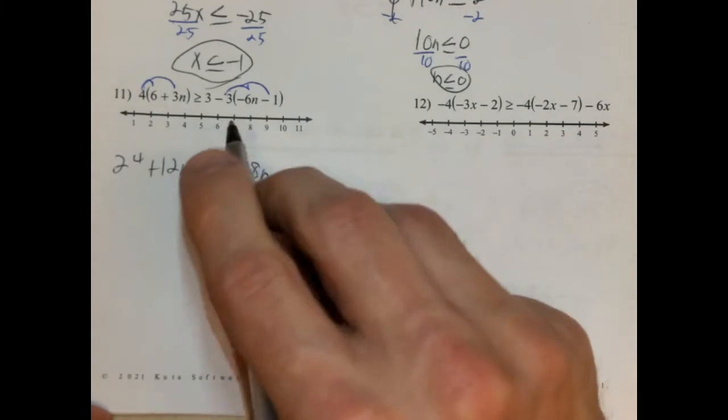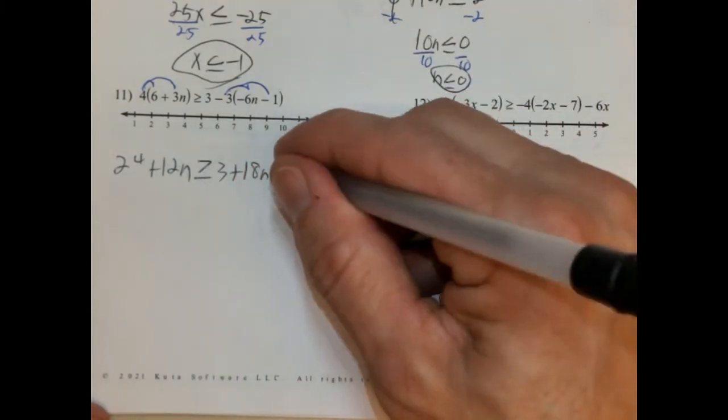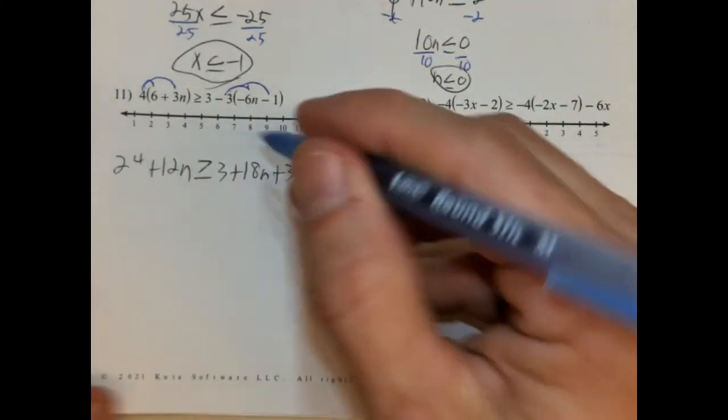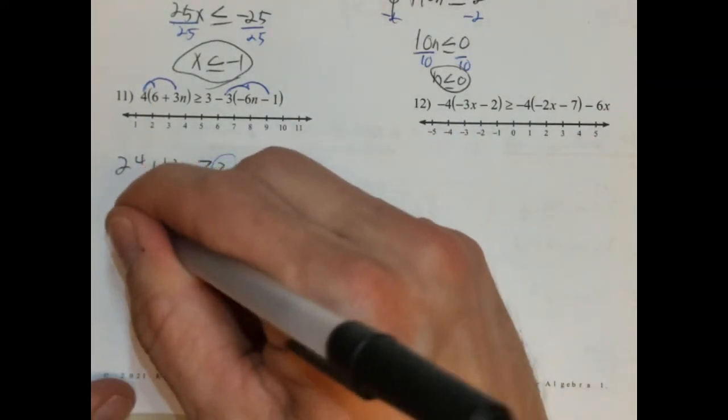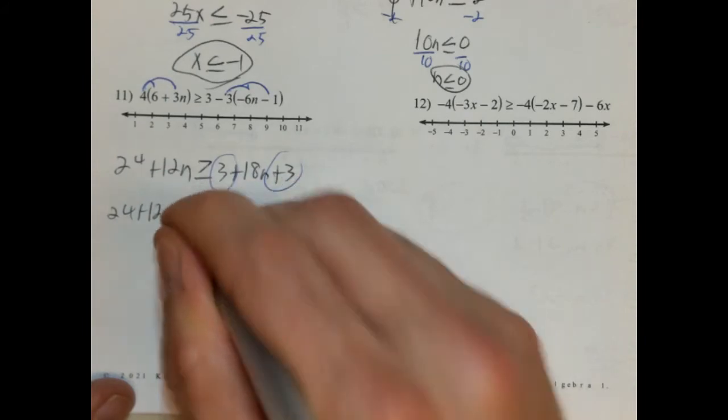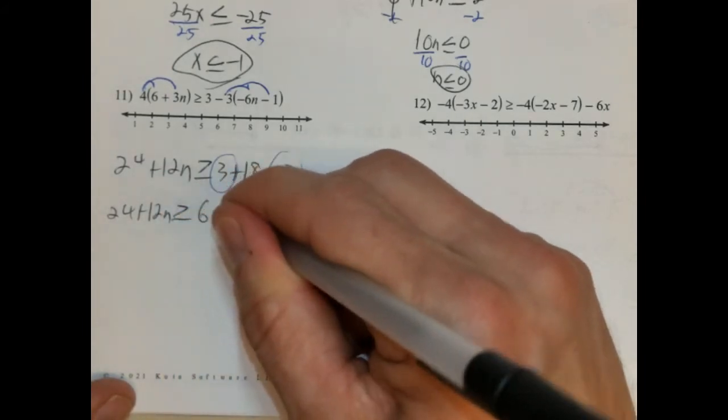Be careful of your signs here, guys. Negative 3 times negative 1 is plus 3. Be very, very careful of your signs. That's where people make mistakes. Let's combine like terms here. So we have 24 plus 12n is greater than or equal to 3 plus 3 is 6 plus 18n.